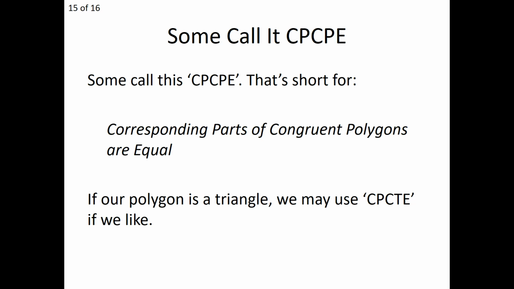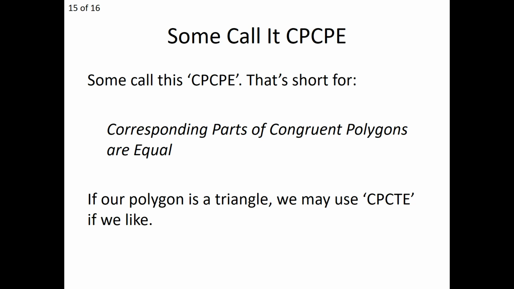So if we have declared or we are given congruence between two polygons, then we can already establish that their corresponding parts have to be equal. Now, if we're specifically referencing triangles, which you'll see later on in this chapter, we can replace the word polygons with the word triangles. So instead of CPCPE, we can say CPCTE.